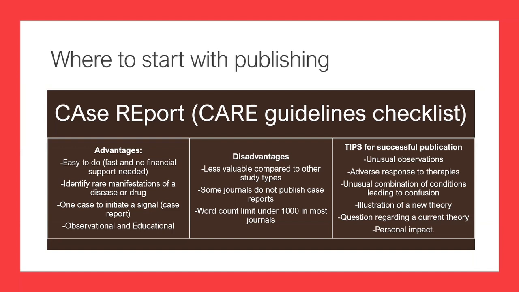All you need to do is identify some rare disease or drug that has resulted in something. It could be just an adverse reaction to something. It doesn't need to be that it has never been published before. It could have been published 1,000 times, doesn't matter. If you see something new in your community, you can publish it. All you need is a single case for this. It's observational. All you do is just observe a patient.